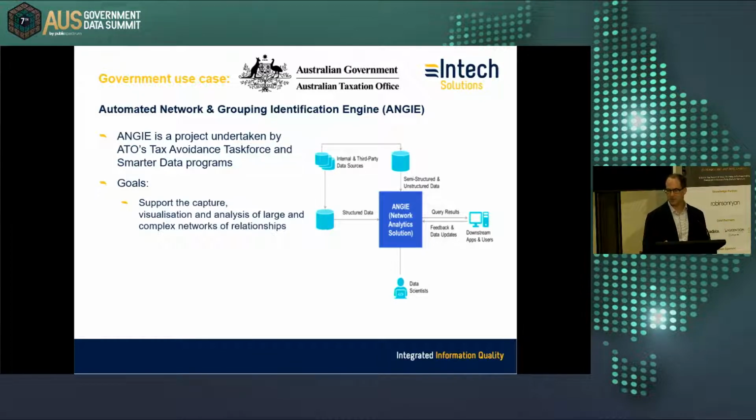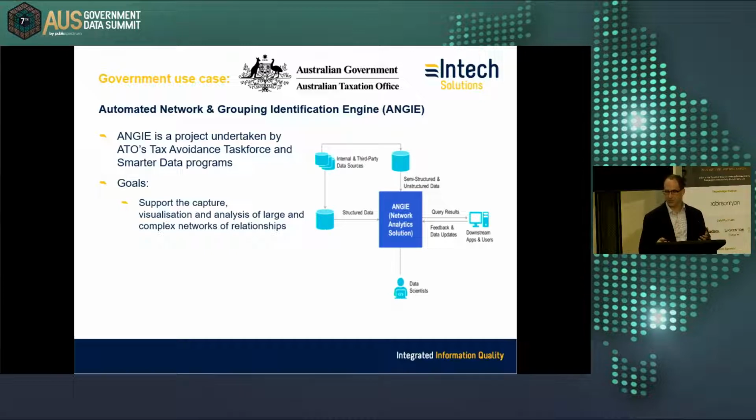Its goals are to support the capture, visualization, and analysis of large and complex networks of relationships. So they try to understand, and this is a second iteration of it, an enhancement if you like, how the various companies and taxpayers are all related one to another. And of course, it goes without saying that companies own companies, and people are directors of multiple companies, and they work for multiple companies. And companies don't act independently, they act as groups.